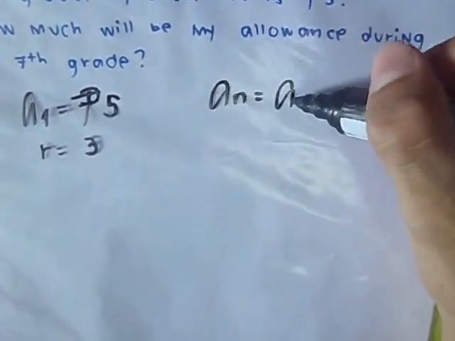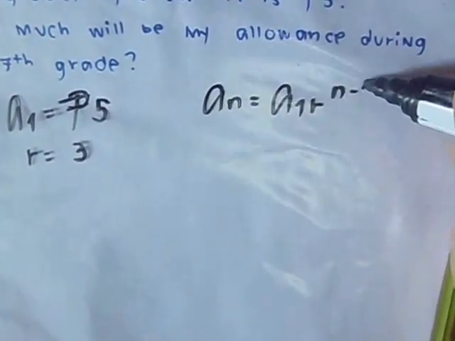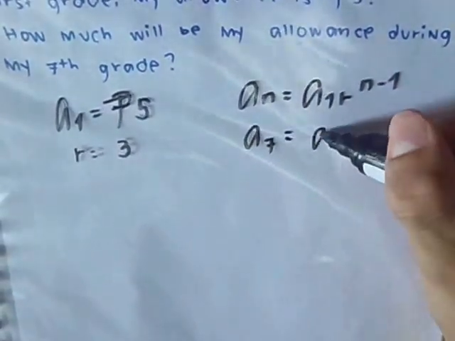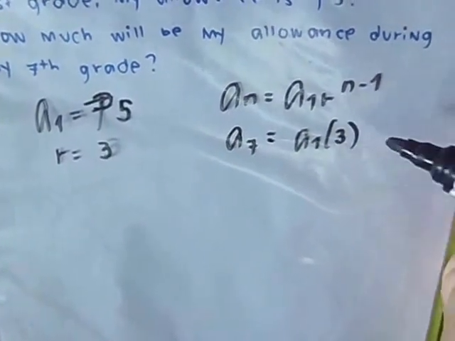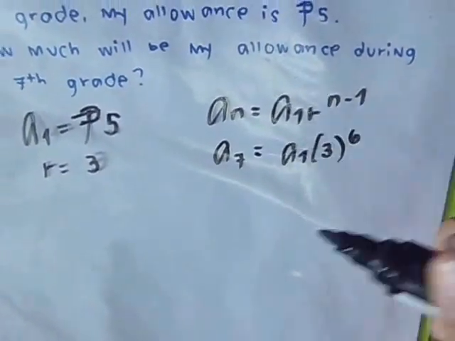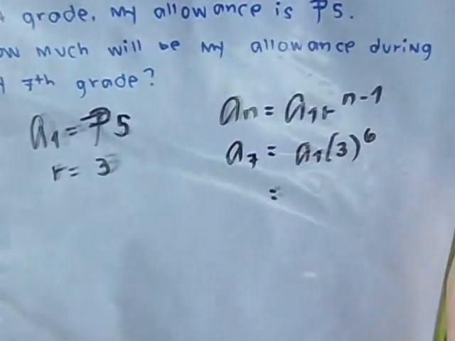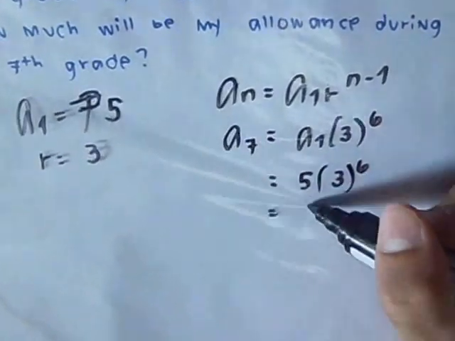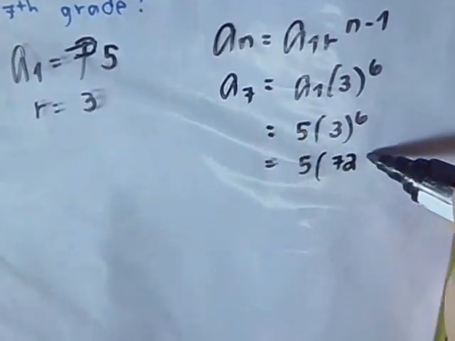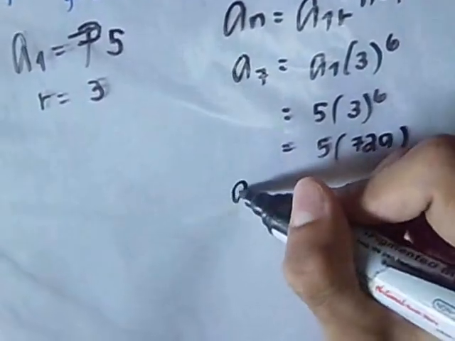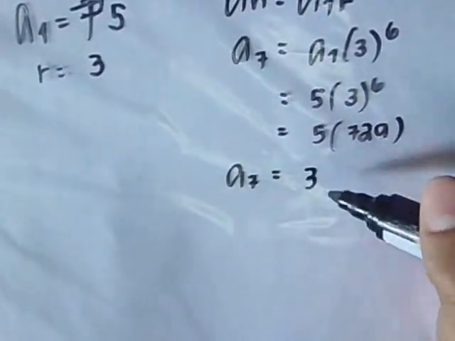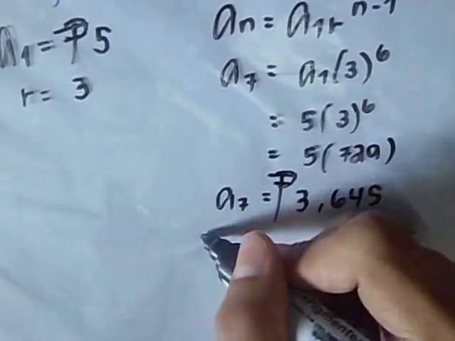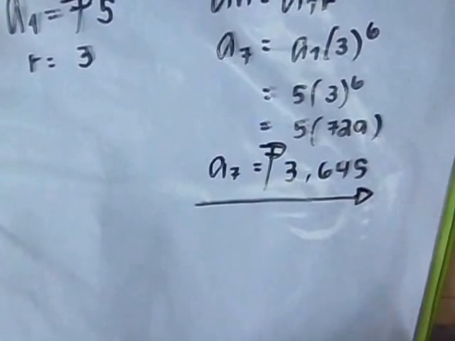So let's use the formula for finding the nth term of a sequence. A sub n is equal to a sub 1 multiplied to r raised to n minus 1. We have a sub 7 is equal to a sub 1 multiplied to our common ratio 3 raised to 7 minus 1, which is 6. We have a sub 7 is equal to 5 multiplied to 3 raised to 6, or 5 multiplied to 729. And our final answer is equal to 3,645 pesos. We will have 3,645 pesos as your allowance during your 7th grade.